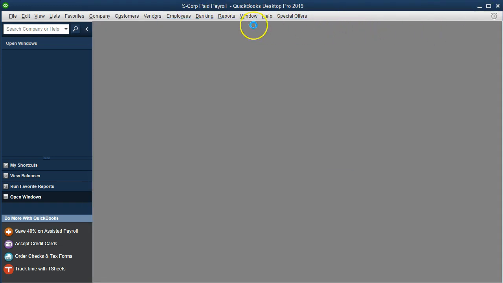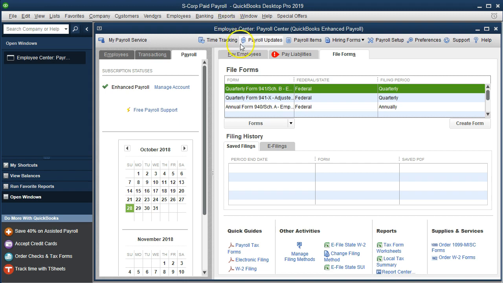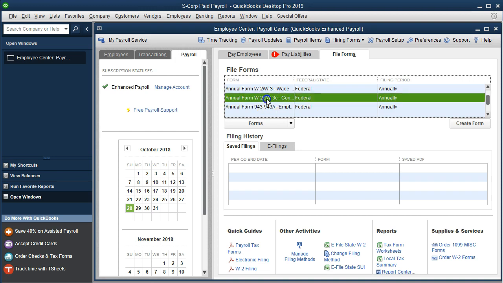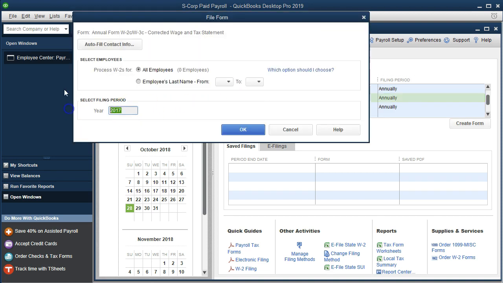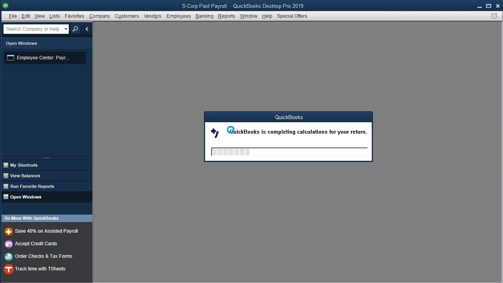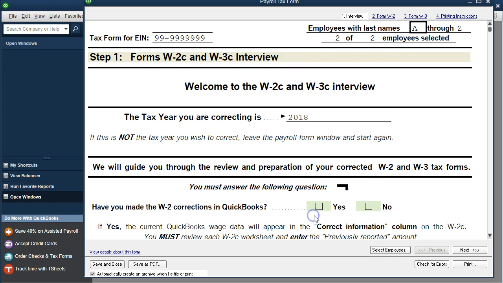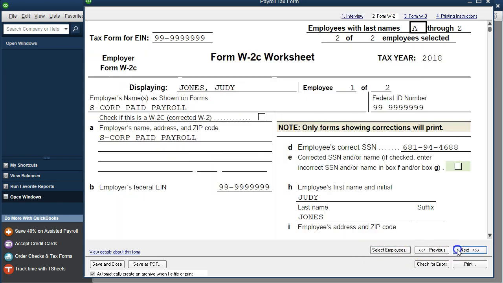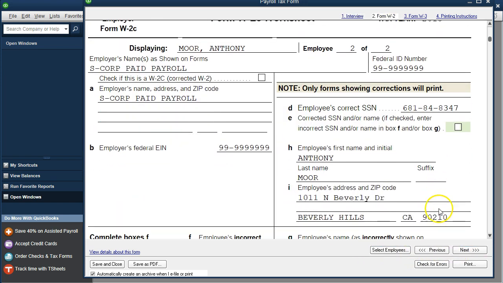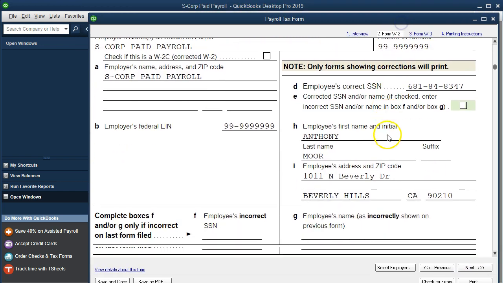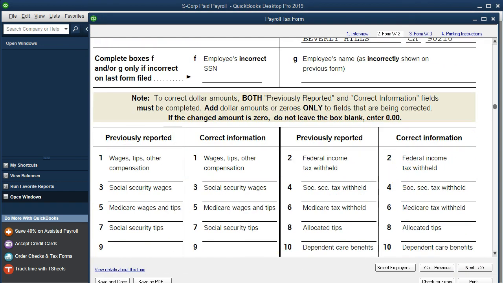We're going to go then to the W-2s now. So if we go to the W-2, I'm going to scroll down just a bit. W-2 and W-3. We're going to make it for 2018 and say OK. Processing those forms, we're going to say review and edit. Next, next, next. And then we'll actually see our W-2s and W-3.